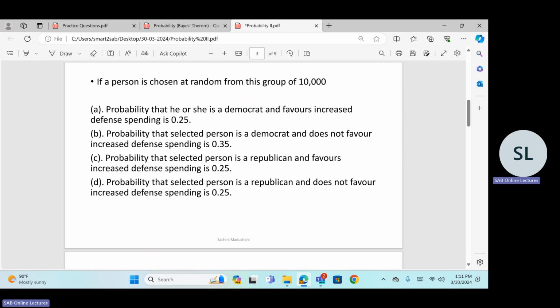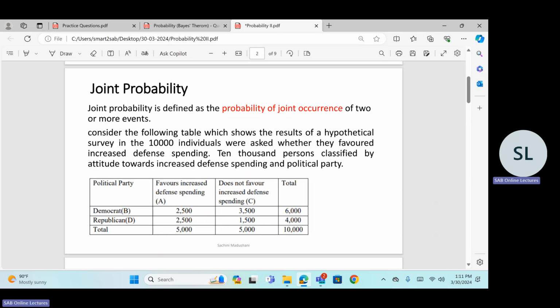Then go to the third one. Probability that the selected person is a Republican and favors increased defense spending. Their political party is Republican, and they favor increased defense spending. How many of them? 2,500. Then the probability value is 2,500 over 10,000. Now clear? This is the way we can write the answer for the joint probability scenario. In joint probability, we take the probability value of the joint occurrence of two or more events.